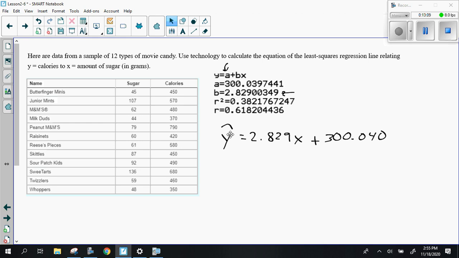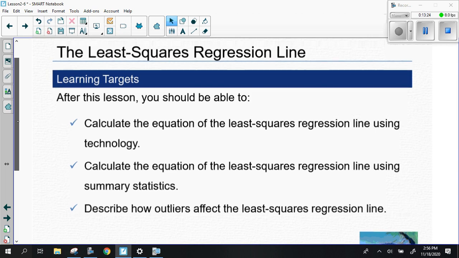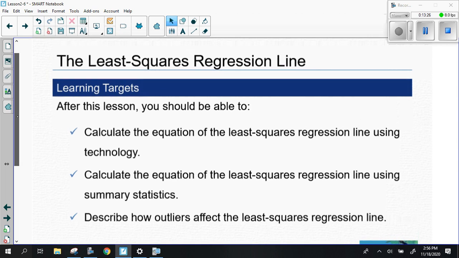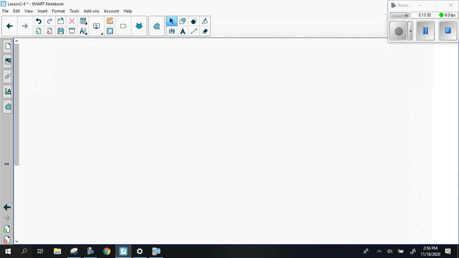We've calculated the least squares regression line, or the equation of the least squares regression line, using summary statistics, and using data. Those are the things we did. And we described how outliers affected the line.